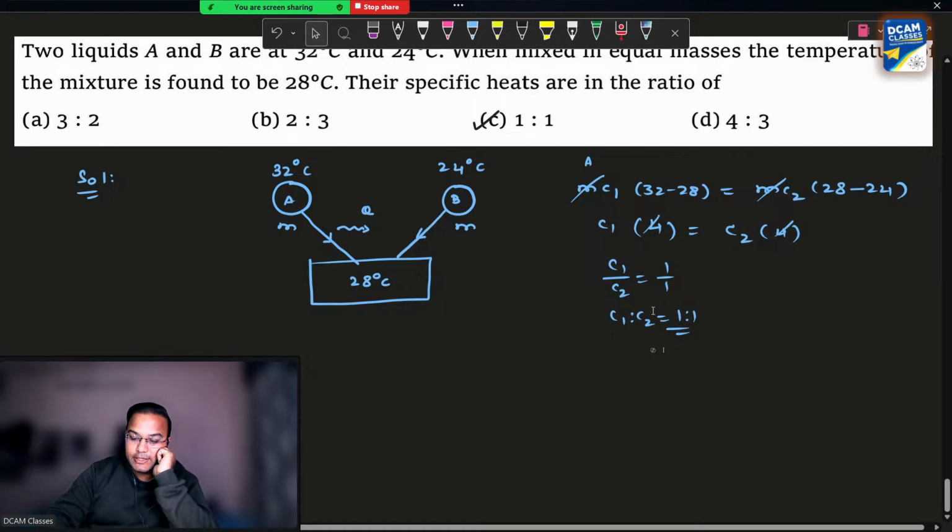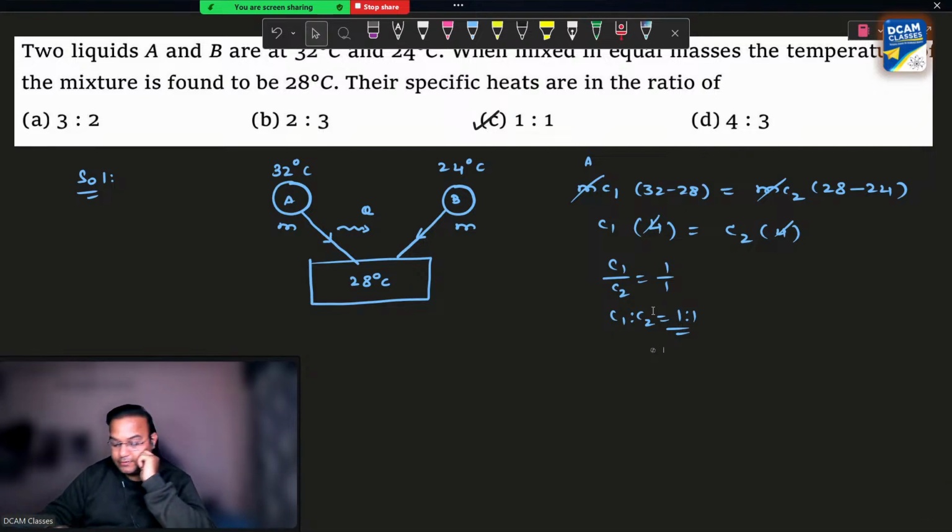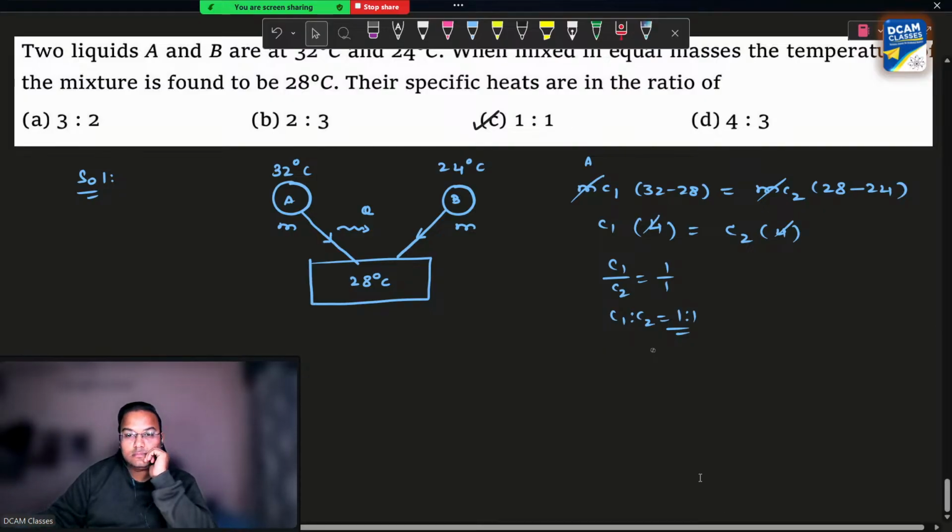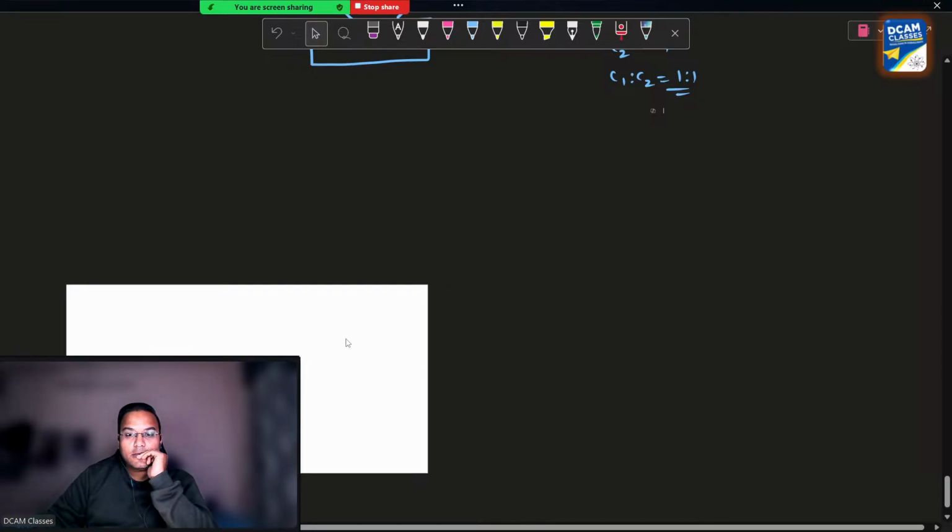Acha, one easy question I'll give you. It's from the NCERT, but sometimes students find it difficult to solve. Try doing it.